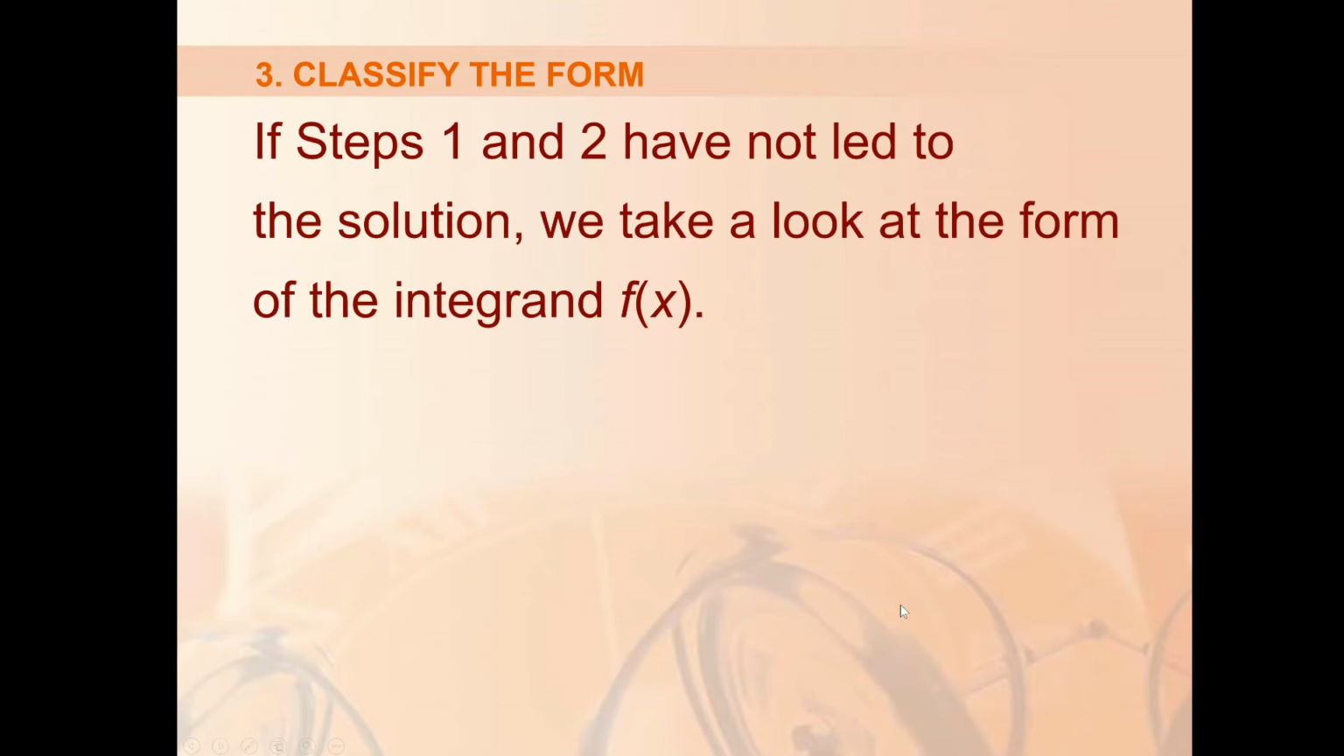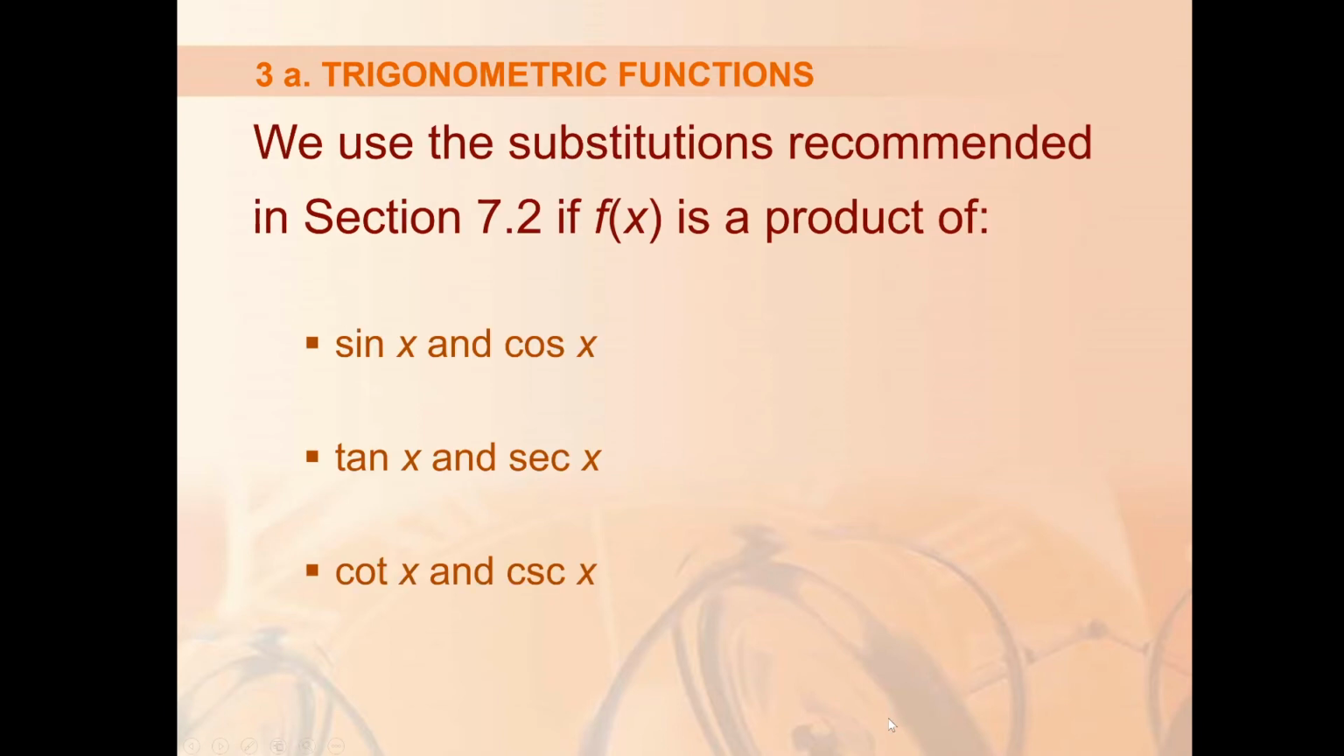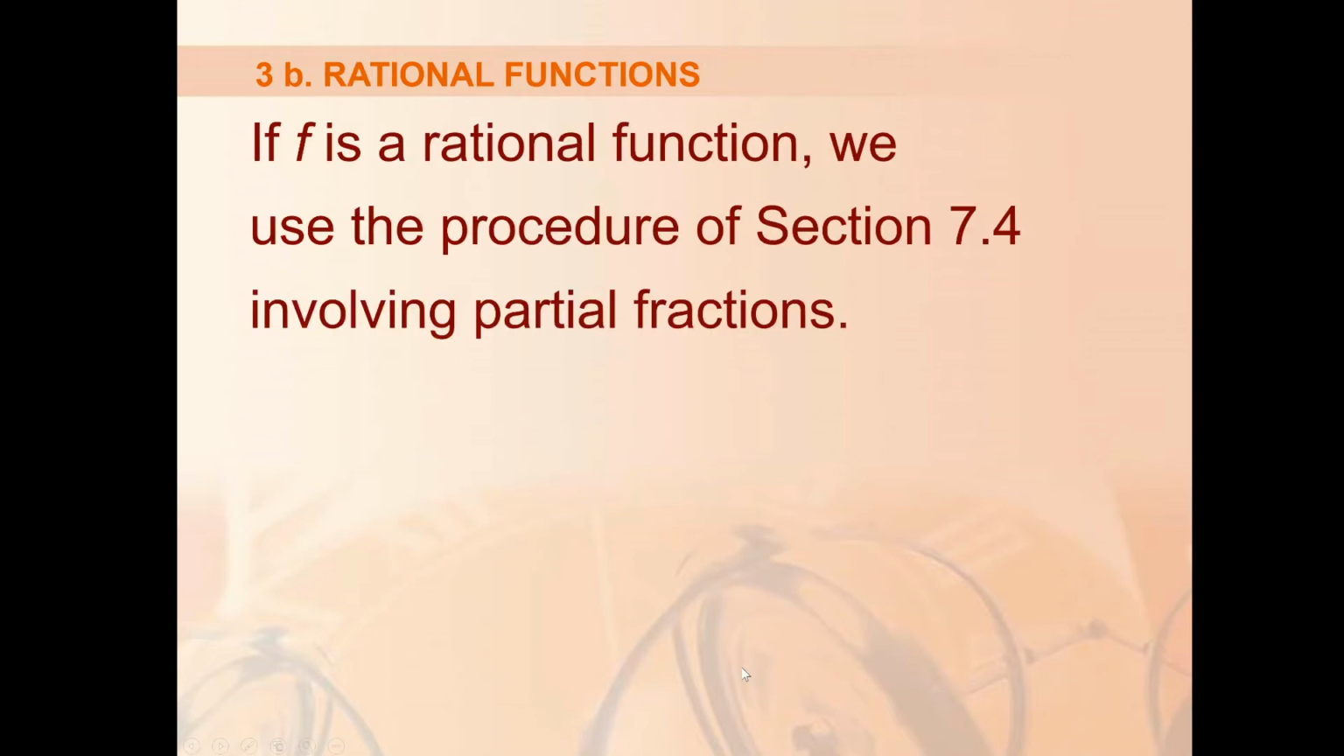And then step 3, classify the form. If steps 1 and 2 have not led to the solution, we take a look at the form of the integrand. For sine x, cosine x, the product, we use the product to sum. Tangent and secant are related, and cotangent and cosecant, so we can use those formulas. Or we can use the trigonometric substitution. If it's a rational function, we can use integration by partial fractions.